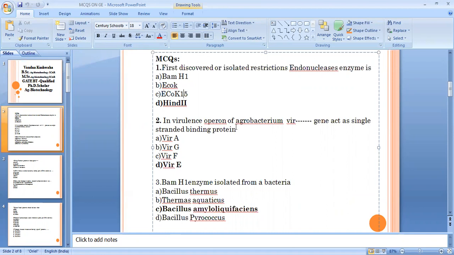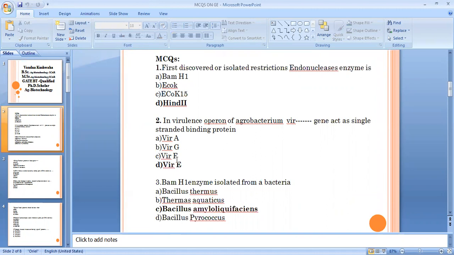In the virulence operon of the Agrobacterium, which virulence gene acts as a single-stranded binding protein? So your options are virulence A, virulence G, and virulence F. The right answer will be virulence A, which is acting as a single-stranded binding protein. Next question is going to you.